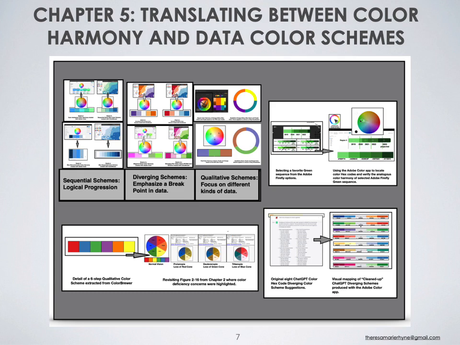Qualitative schemes are designed for coding categorical information when there is no particular ordering of the data and colors should receive equal perceptual weight. Data color schemes are compared to the color harmonies that we covered in Chapter 4. Examples of how generative AI tools can assist with data color scheme suggestion are shown.